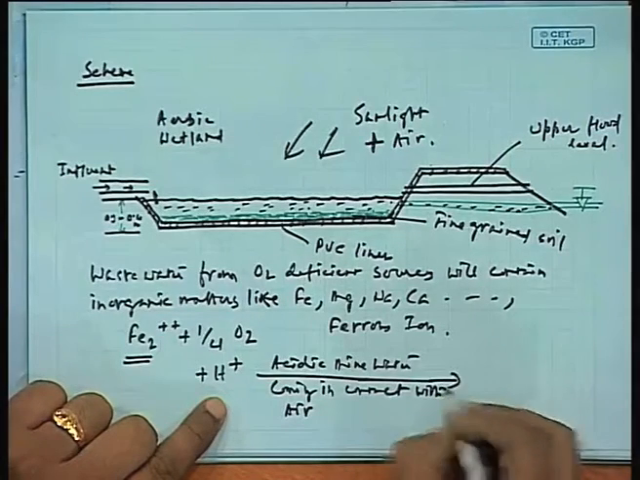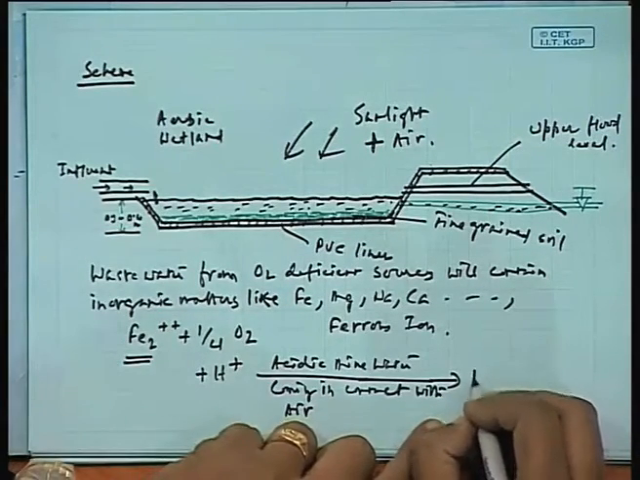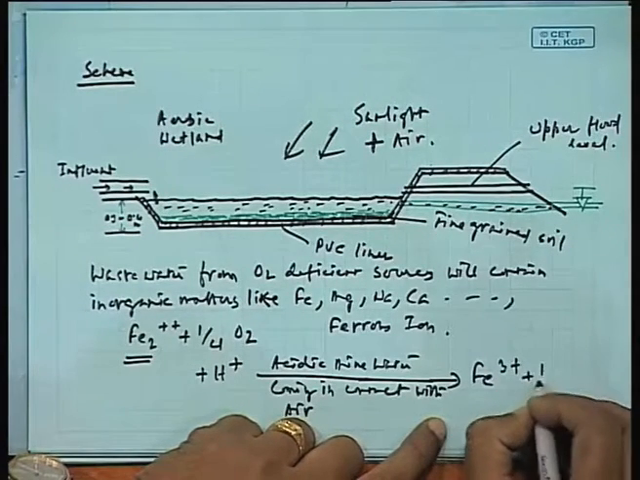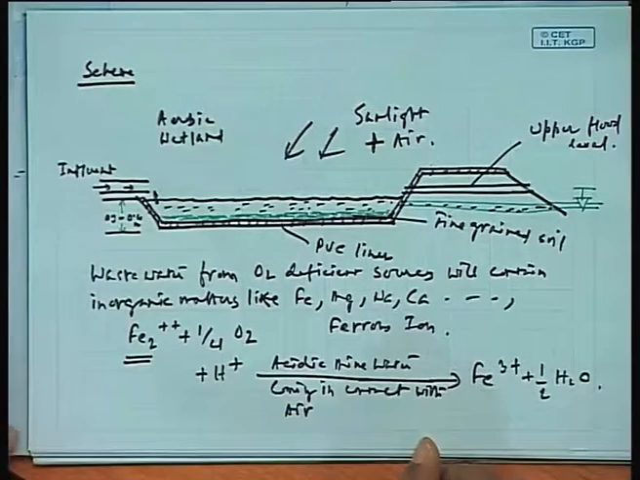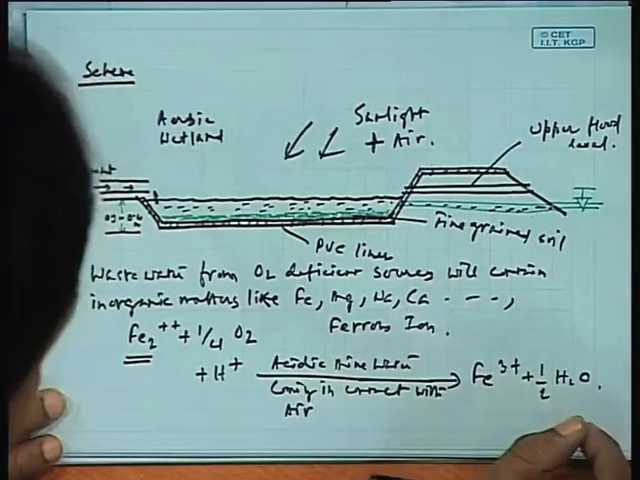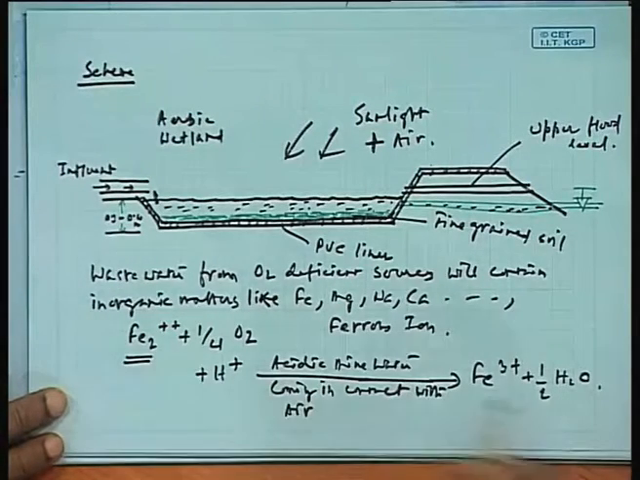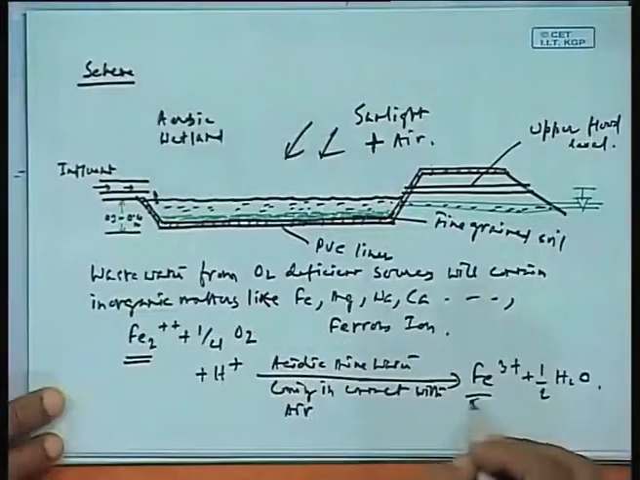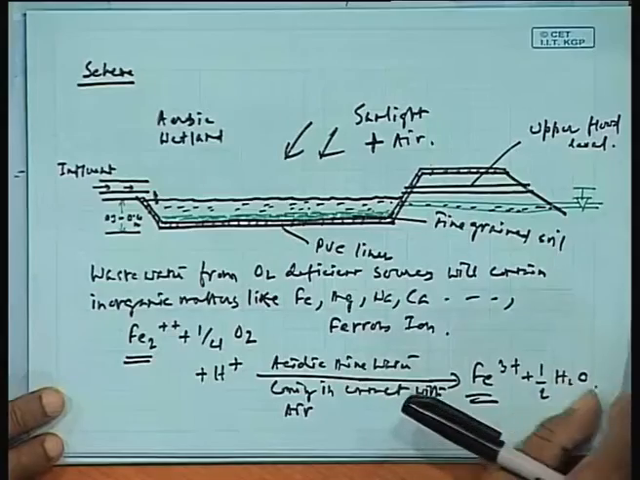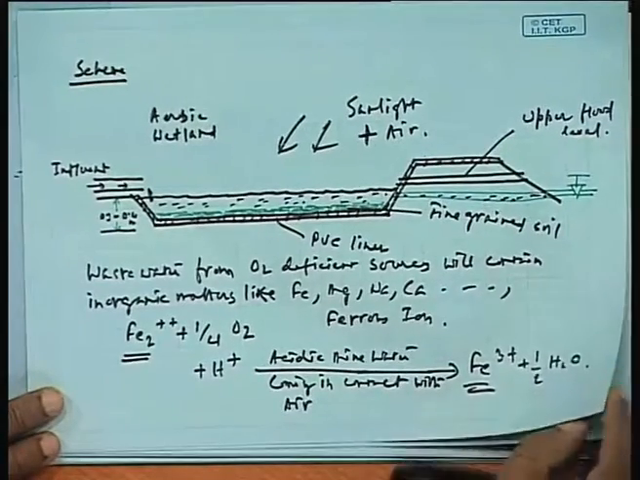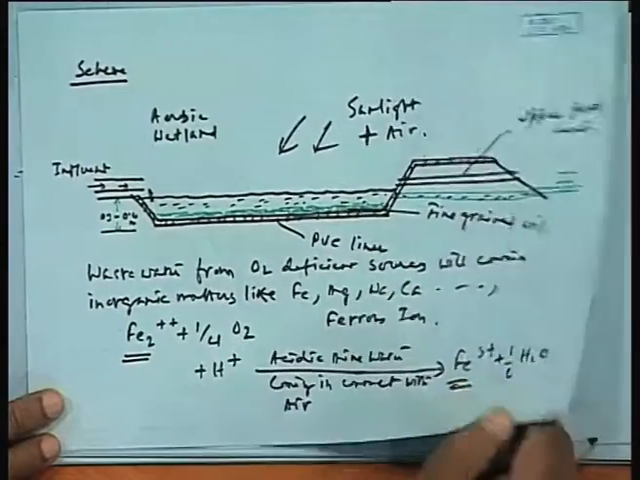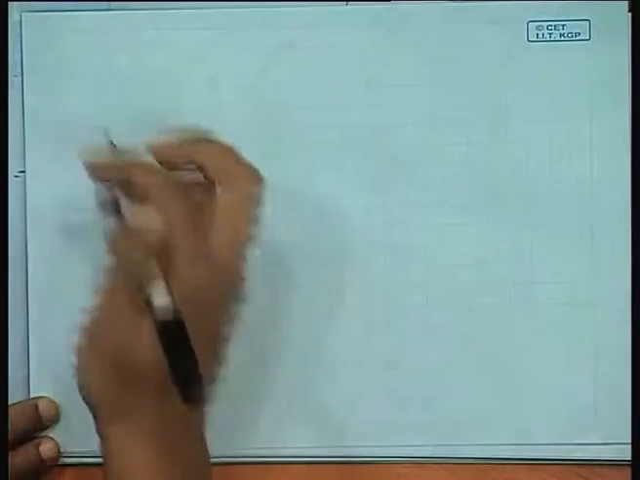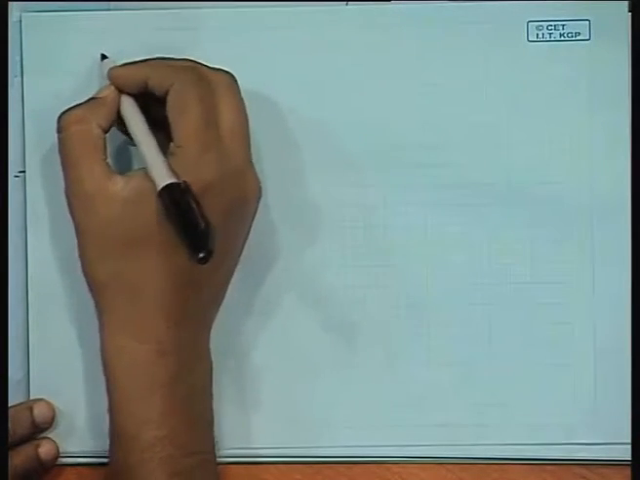As it is coming out like this, the reaction that takes place gives Fe3 plus, plus 1/2 H2O. So here 1/2 H2O, and you can multiply it by 2 or by 4 as you can find out. So this is the conversion to ferric iron. The most important thing to understand here is this, particularly below ground.